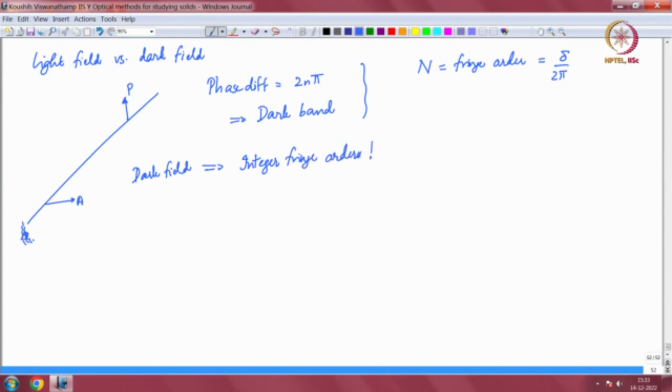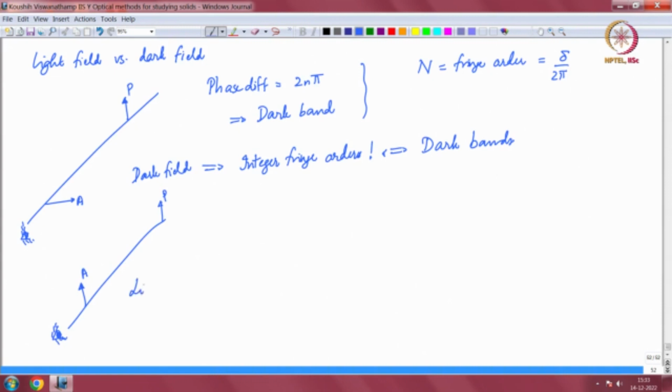Okay, n equal to 0, 0 is trivial, then 1, 2, 3, 4 and so on. Anytime you pick up a dark band, so anytime you have a dark band in the dark field image, that corresponds to an integer fringe order, delta is 2 n pi. Now, the exact opposite happens when you have a bright field. So, if you have A here, you are looking at it like this.